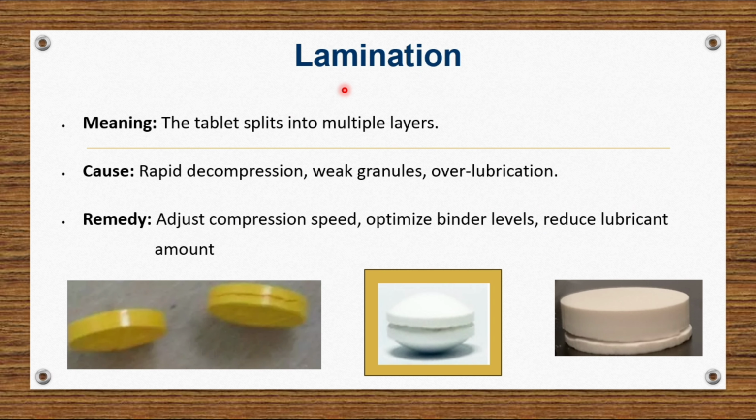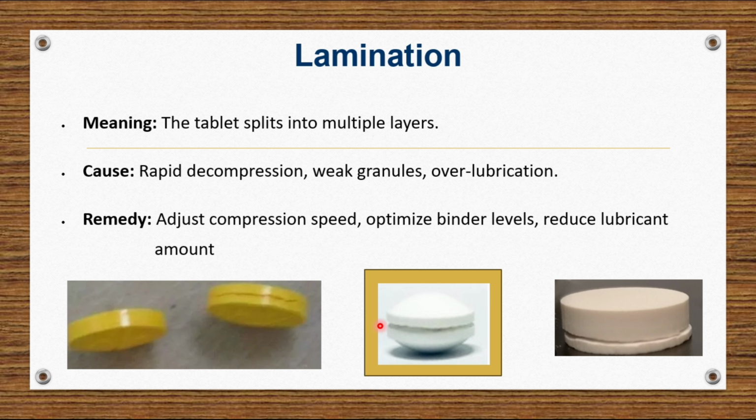Second defect is lamination. What is the meaning of lamination? The tablet splits into multiple layers. What is the cause? Rapid decompression, weak granules or lubrication cause the lamination defect. What is the remedy then? Adjust the compression speed, optimize the binder level, reduce lubricant amount.